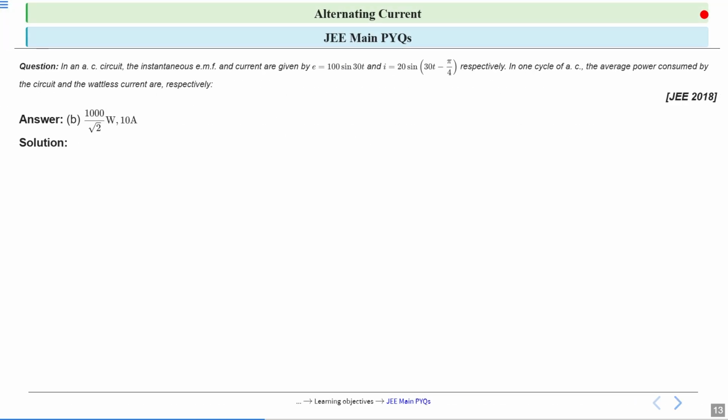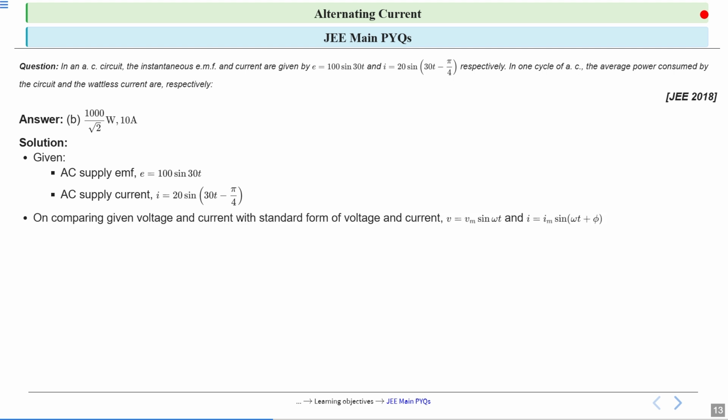So the correct option is B, 1000 upon root 2 watt, 10 ampere. So what is given in the question? The AC supply EMF is given, E equal to 100 sin 30t. The AC supply current I equal to 20 sin (30t minus pi by 4) is given. So on comparing the given voltage and current with standard forms, what were the standard forms? We derived the expression for current, and for voltage we have taken V equal to Vm sin omega t. So V equal to Vm sin omega t and I equal to Im sin (omega t plus phi).